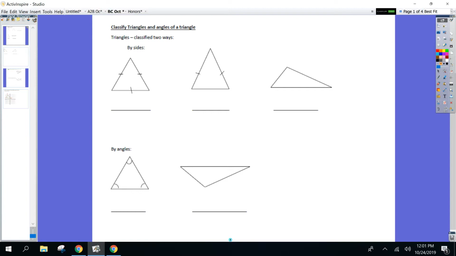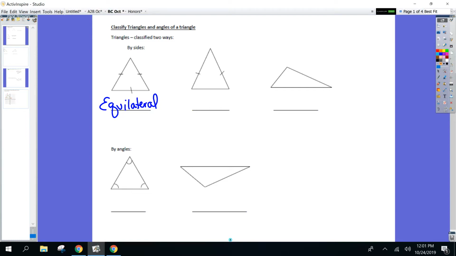First set of triangles are triangles that I can name by sides. So look at that first one. I put hash marks on all three sides, meaning all three sides are congruent. What do I call a triangle where all three sides are congruent? Just go ahead, yell it out here today. Equilateral, yep.